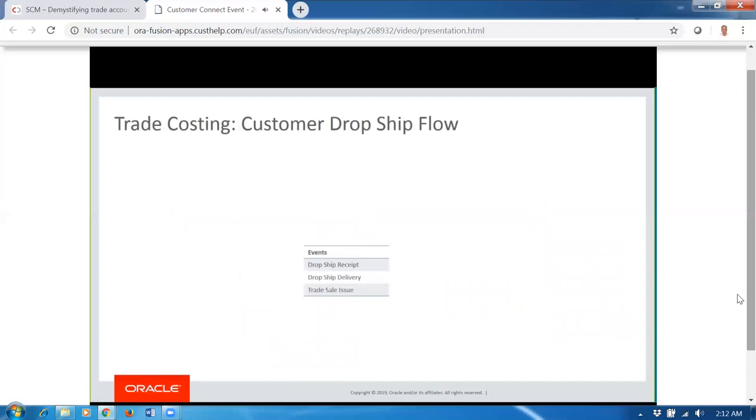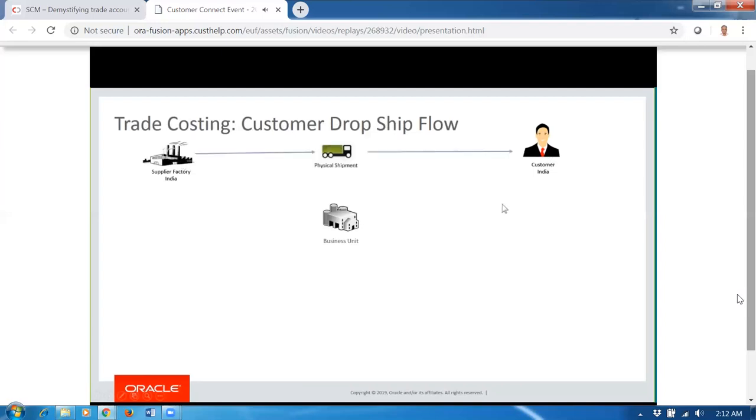The other flavor which we are talking about is the drop shipment flow. The customer dropshipment flow is like you have a customer somewhere in India, and there's also a factory in India, and there's a business unit. The customer asks for something to be sold from this business unit, so the business unit would ask the supplier factory to directly ship the goods to the customer. So this is the shipment from the supplier to the customer. And there's a logical event between the buyer and the business unit, the buy side event and the sell side event from the business unit to the customer.